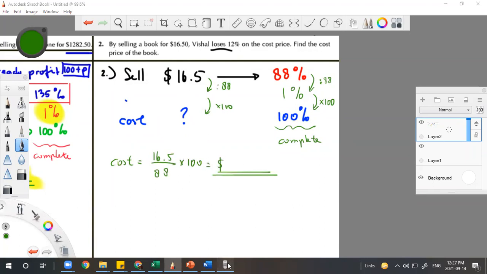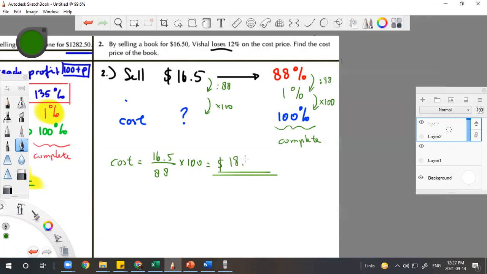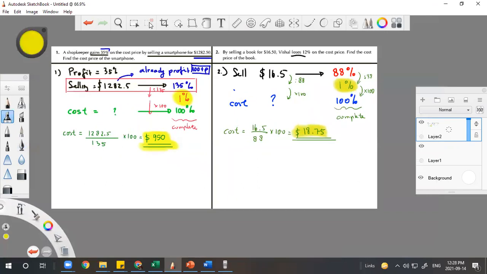Okay, calculate 16.5 divided by 88 and multiply by 100. Maybe the answer is bad. Yeah, see, not so bad. 75 over 4, or just press S-D, $18.75. See, higher than the selling price because they lose the money. I think the 1 is so important. Okay, that's all for number 1.